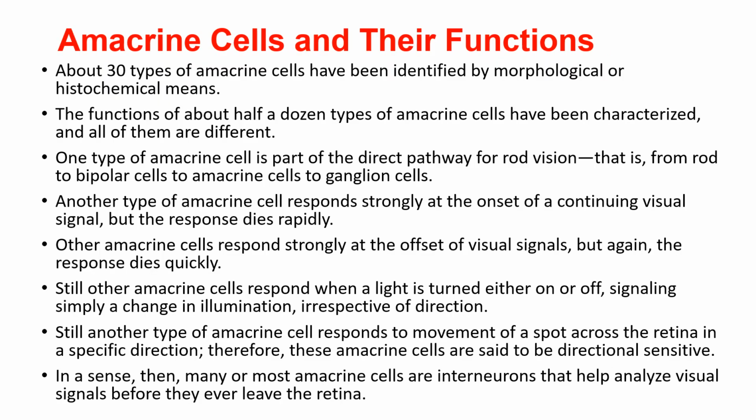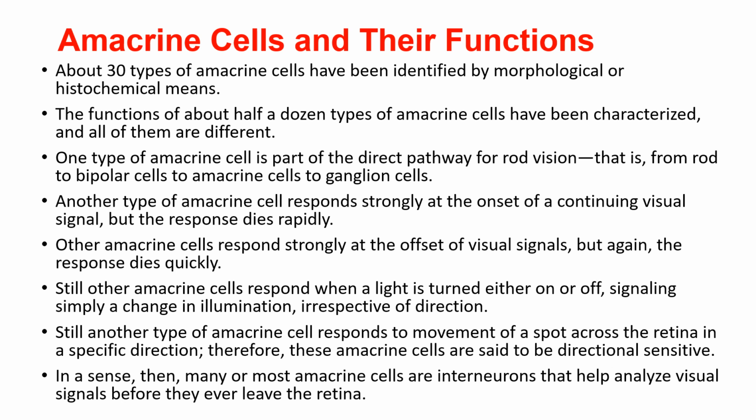Amacrine cells and their functions. About 30 types of amacrine cells have been identified by morphological or histochemical means. The functions of about half a dozen types of amacrine cells have been characterized, and all of them are different. One type of amacrine cell is part of the direct pathway for rod vision, that is, from rod to bipolar cells to amacrine cells to ganglion cells.